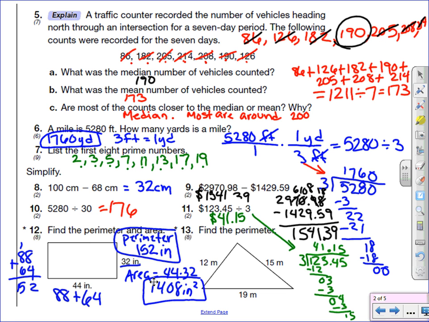In number 13, they asked us to find the perimeter of the triangle. Just like the perimeter of a rectangle is, you add up all the sides. You do the same for a triangle. So 12 plus 15 is 27, plus 19 is 46, and then 9 more would be 46.